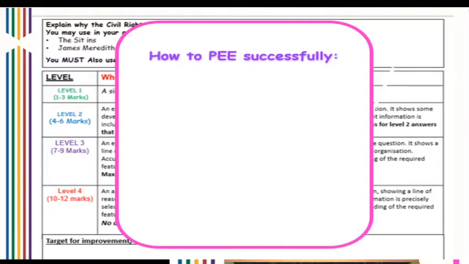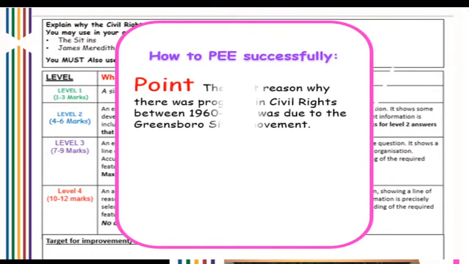Okay, so let's talk about this PEE style of writing and how to successfully P on your work. So the original point that you're going to make is the first reason why there was progress in civil rights between 1960 to 1962 was due to the sit-in movement. I've simply taken the first bullet point here, and put this as my first point. So for you to make your point, I would always just reword the question. Because the question was asking us to explain why the civil rights movement made progress in the years 1960 to 1962, I've simply just reworded that and then stated the first thing that I'm going to talk about. That's all you need to do to make your point. That is your point made.